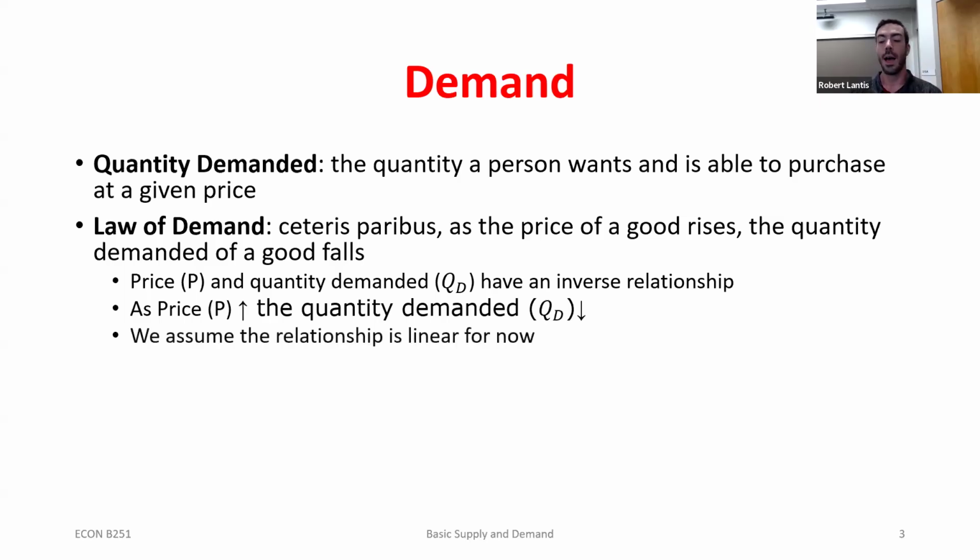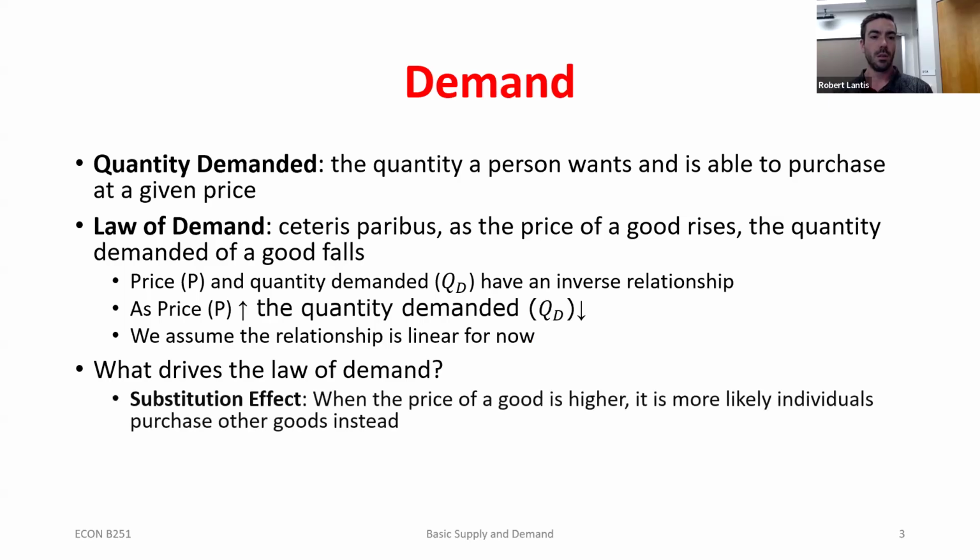Okay. So for now, and really throughout the whole semester, we're going to assume that demand is linear. If you were to take another econ course after this, microeconomics, kind of the next level, we'd start to think about, well, what happens when demand isn't linear? But for us, we'll keep it linear. So what's going to be driving this law of demand? Well, one component of it is what we call the substitution effect.